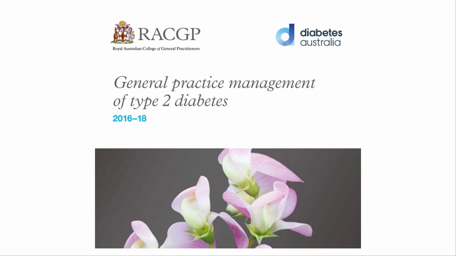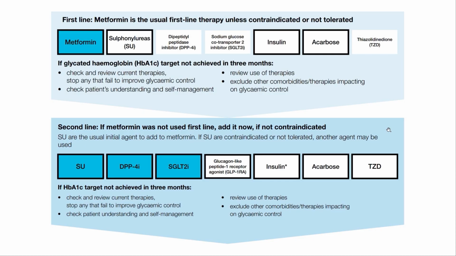With that big long rant out of the way, let's talk about drugs. Here's the best guideline for diabetes, the Royal College of GPs Diabetes Management Guideline. On the front cover is a French lilac, which is the plant from which biguanides are derived, and metformin is a biguanide. And here's their guideline for type 2 diabetes.